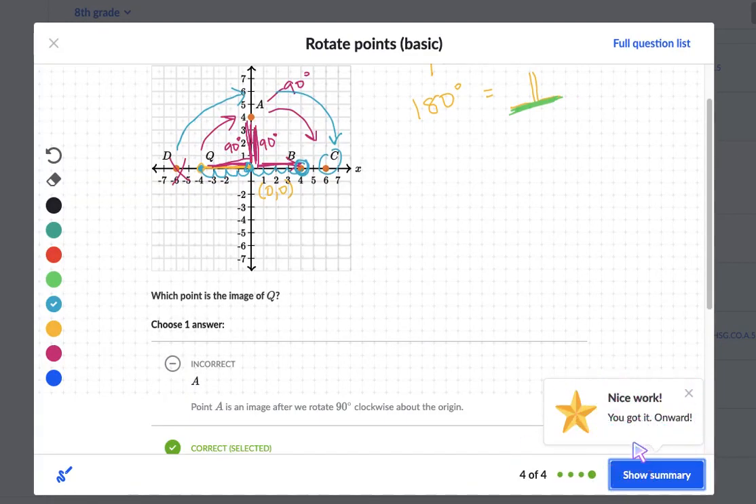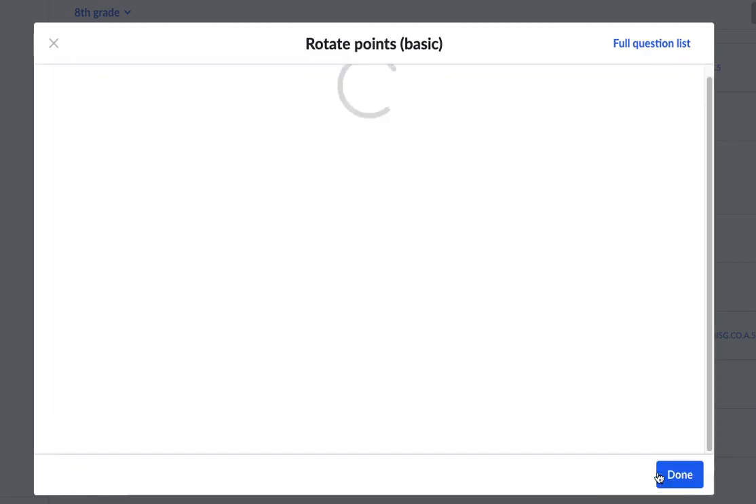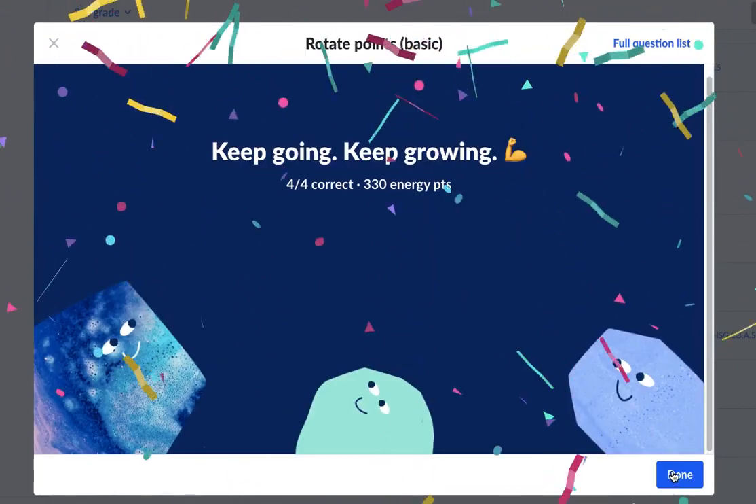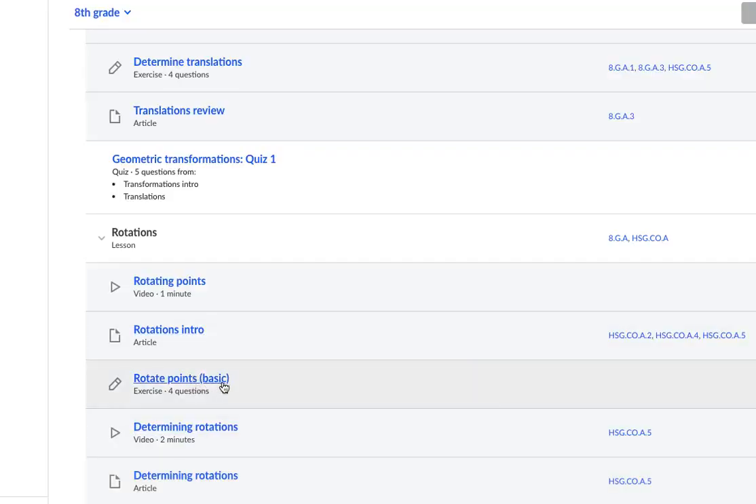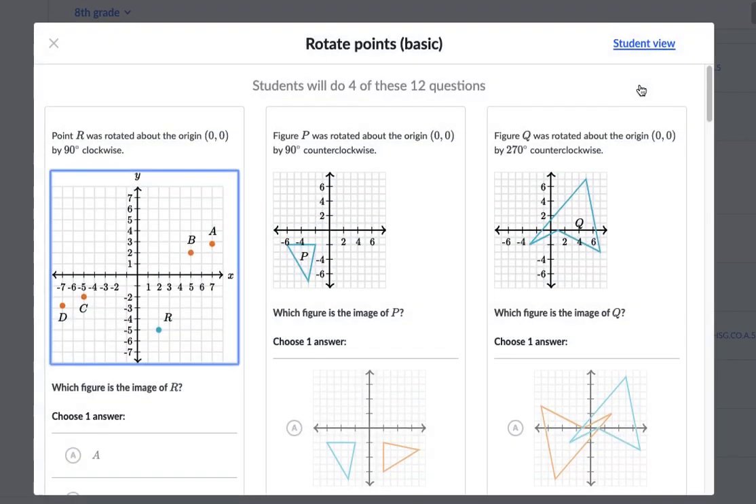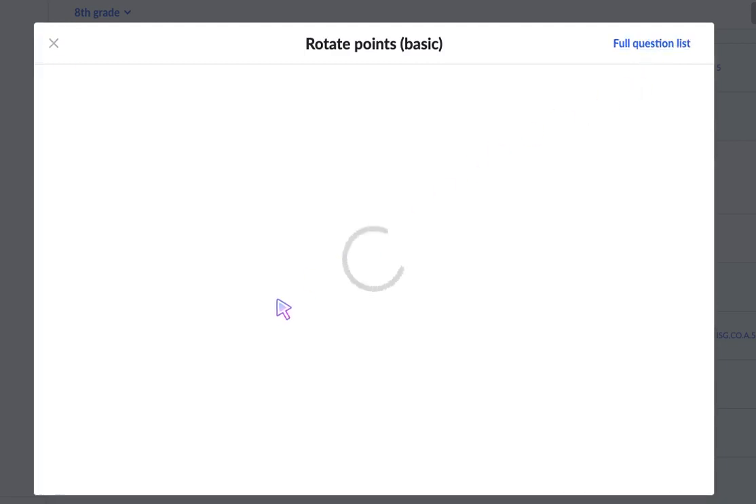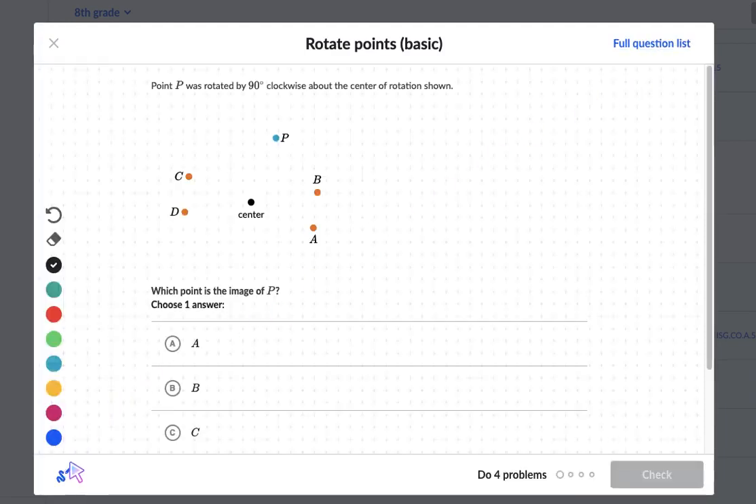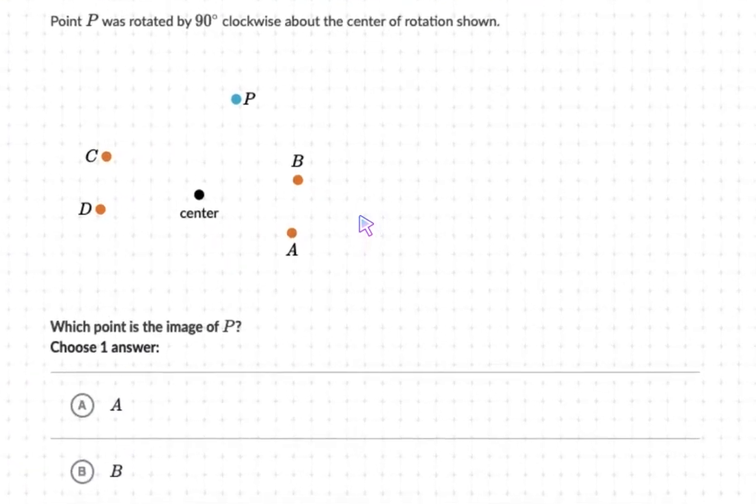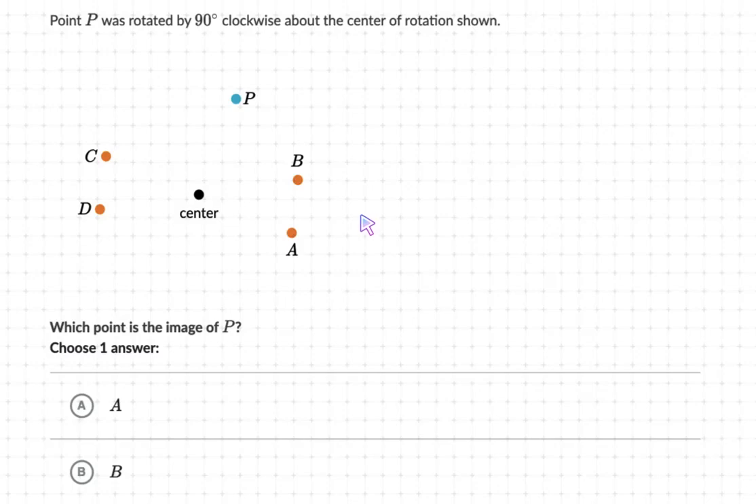Okay, so that's how you rotate points. Just 90 degrees for each of the L's. You can do one more there to practice. Here they do not give you a coordinate plane, so you're going to have to draw yourself some lines. Go ahead and pause the video and try this one on your own.